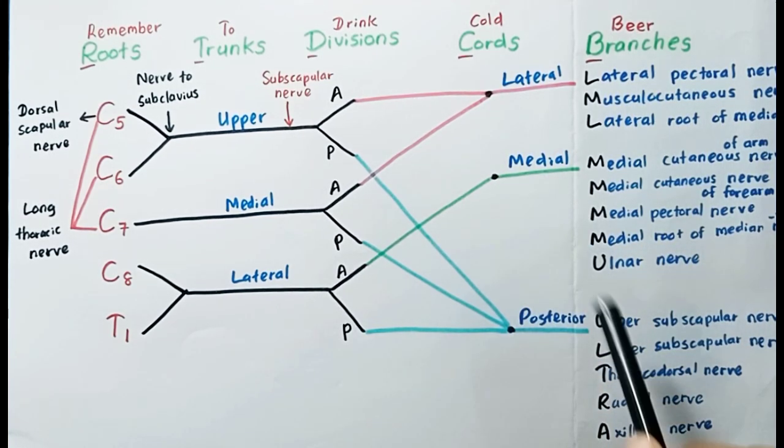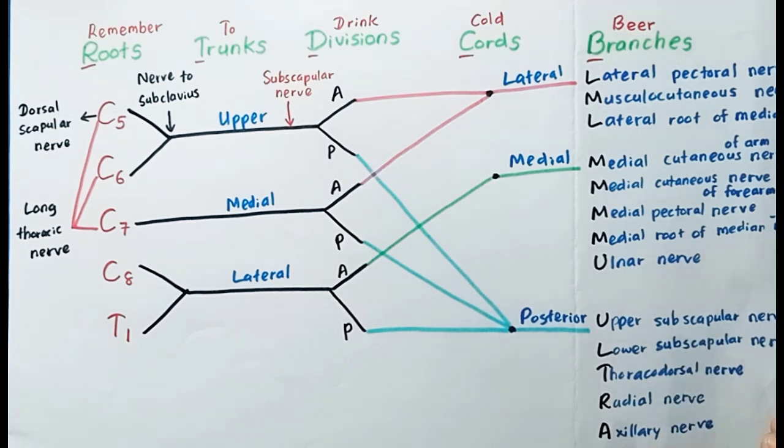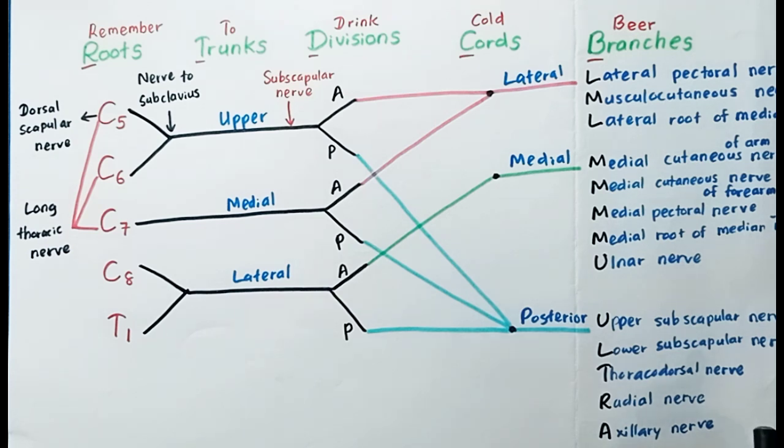But it is different for the posterior cord, as these 5 nerves arise from this posterior cord, but their nerve roots are different. For upper subscapular nerve and lower subscapular nerve, the roots are C5 and C6. For thoracodorsal nerve, they are C6, C7 and C8. For axillary nerve, C5 and C6. And only the radial nerve consists of all 5 nerve roots: C5, C6, C7, C8 and T1. So that's very important, as these 5 nerves arise from the posterior cord, but their nerve roots are different.